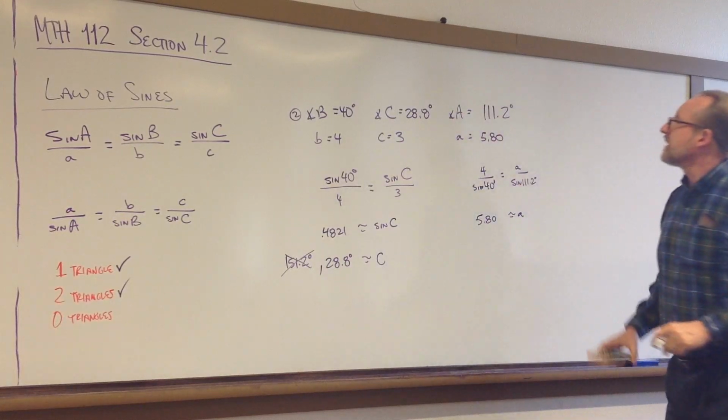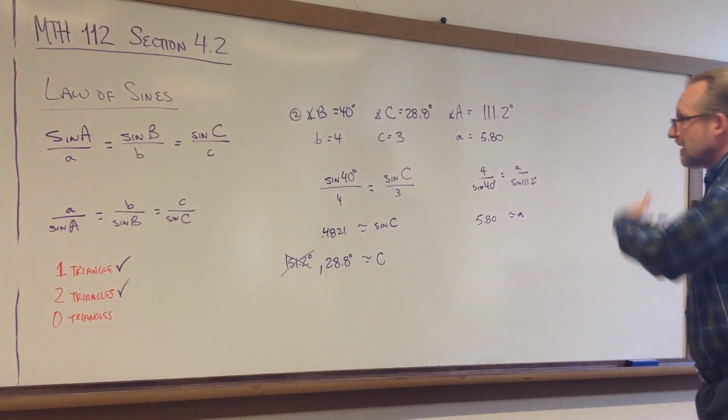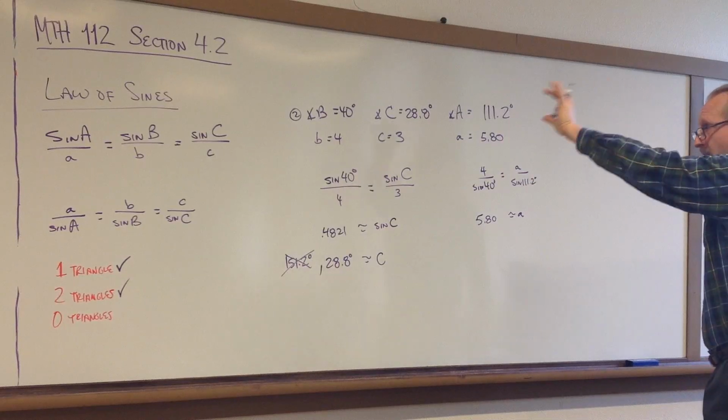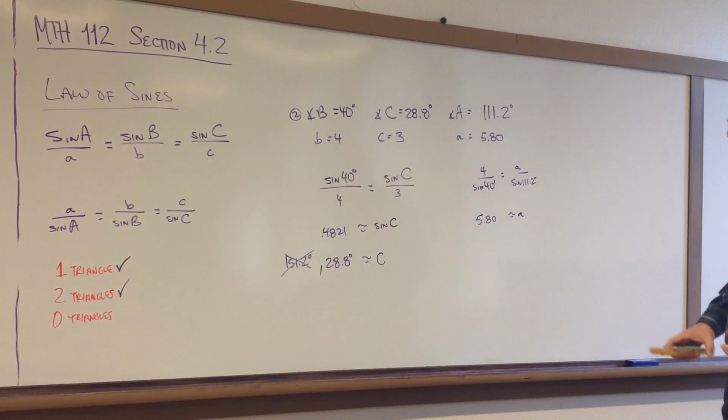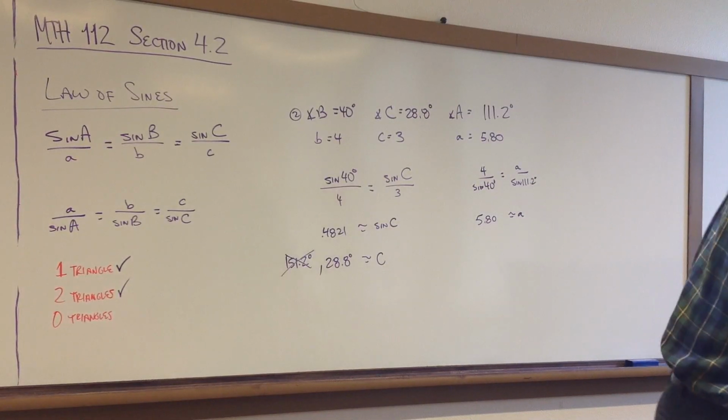Okay, so there we go. We've solved the triangle. There's only one triangle. We've got all the angles. We've got all the sides. Okay? Well, let's keep going.